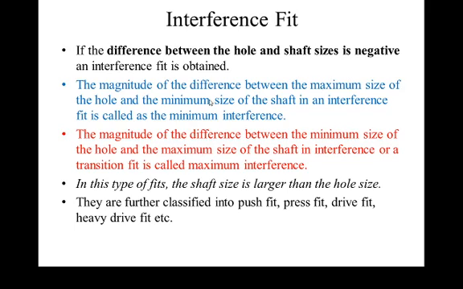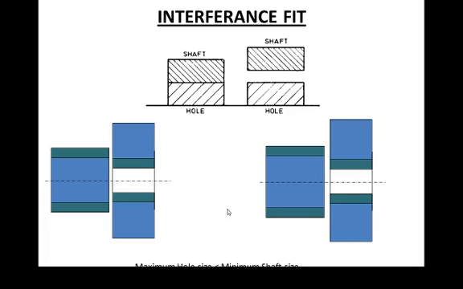Now the magnitude of the difference between the maximum size of hole and the minimum size of shaft in an interference fit is called the minimum interference, and the maximum interference is evaluated as the magnitude of the difference between the minimum size of hole and the maximum size of shaft. These fits are further classified into push fit, press fit, dry fit and heavy dry fit.